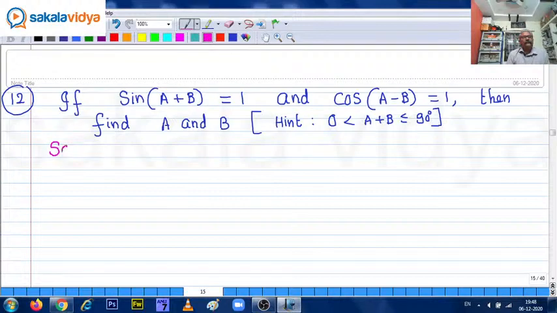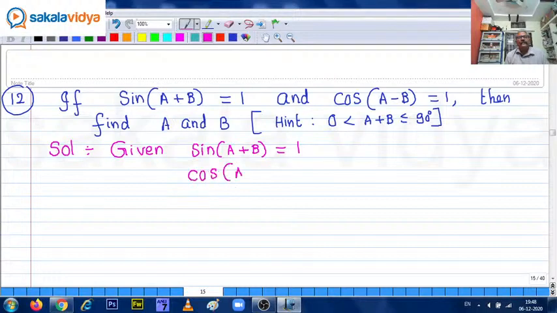Okay, solution. Given sin of a plus b equals 1. Next, cos of a minus b equals 1. Since sin 90 degrees is also 1, please remember, and cos 0 degrees is also 1, here write down sin 90, and here write down cos 0.